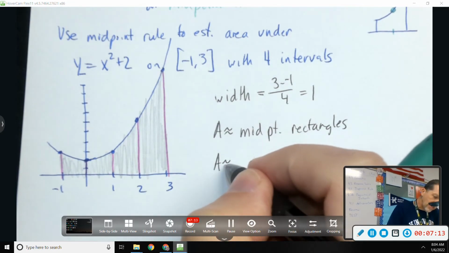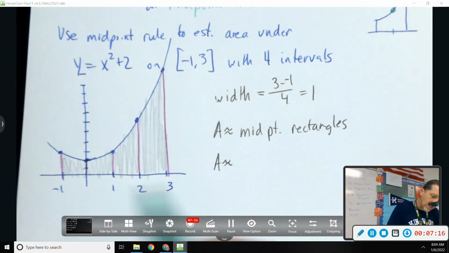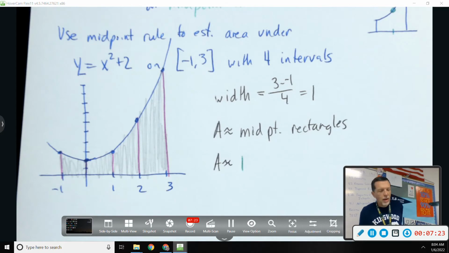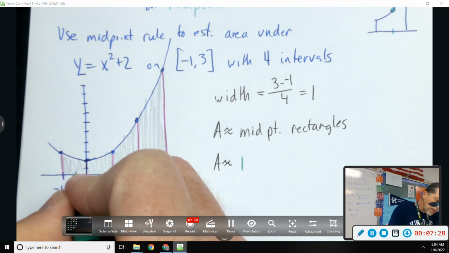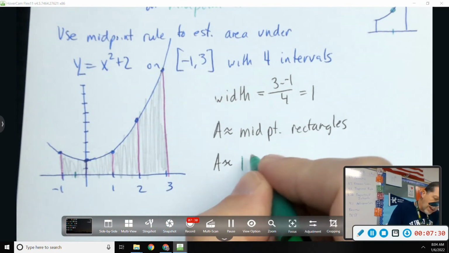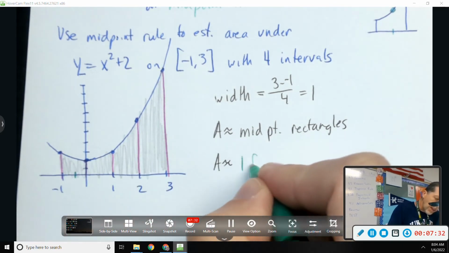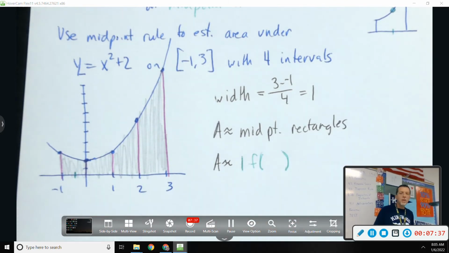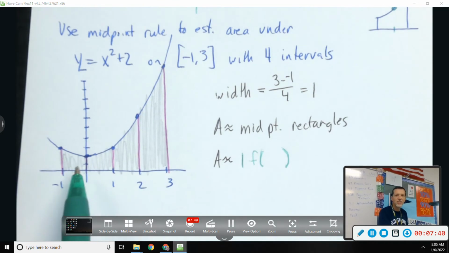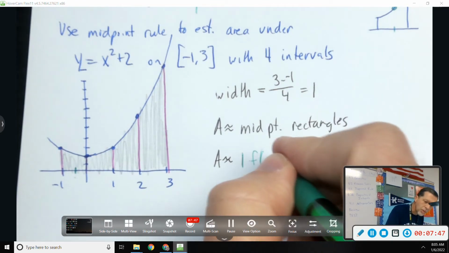So let's see, that first rectangle is 1 wide. They're all 1 wide. Again, you could factor out the 1 if you want to. You could throw the 1 away for all I care because it's just 1. I'm going to put it in there though. And I want the height at the middle. So the y value at the middle is f of, so what x value is the midpoint of my first interval? What x value is right there? Negative 1/2 or negative 0.5, either way.